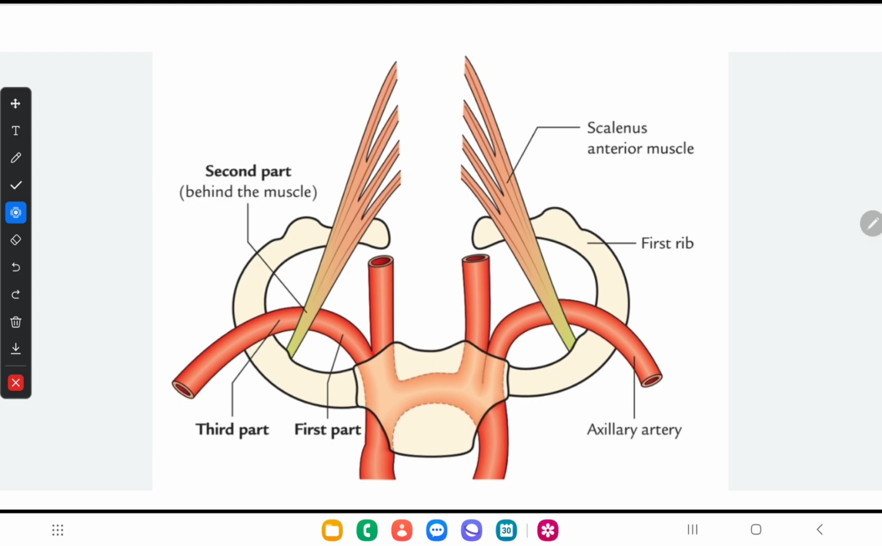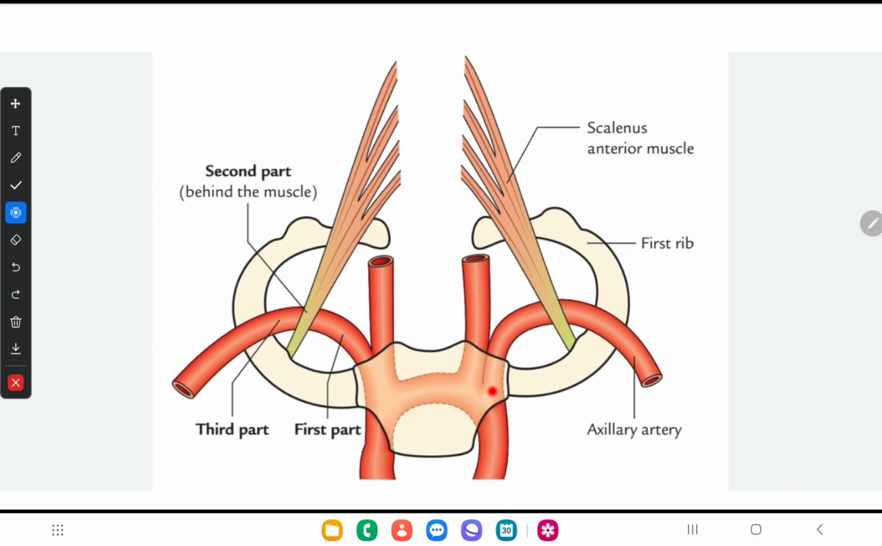Hello everyone, in this video I am going to discuss the subclavian artery, the parts of the subclavian artery, the branches arising from the subclavian artery and the course of those branches briefly. There are two subclavian arteries, the right subclavian artery and the left subclavian artery. As you can see here, the right subclavian artery is a branch of the brachiocephalic trunk, while the left subclavian artery arises from the aortic arch directly in the thorax.